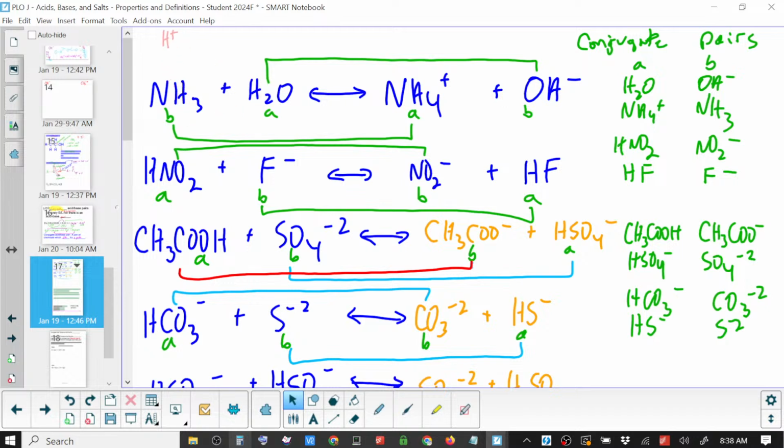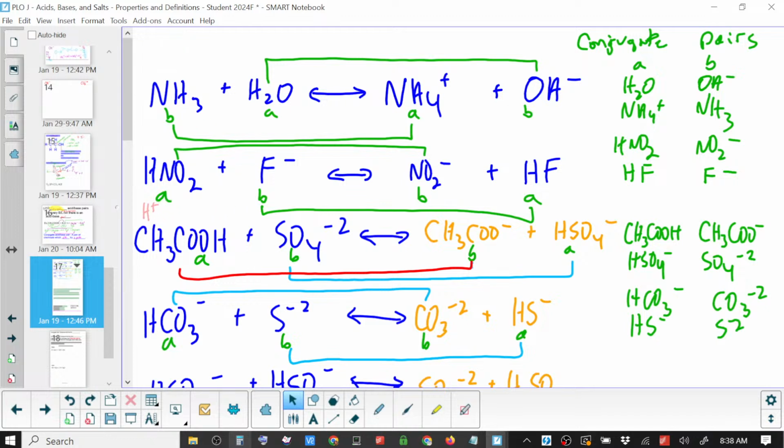Another way to very quickly check is when you're going through, the charges on each side should still add up. So the total charge on this side is 0. The total charge on this side is 0. The total charge on this side is -1. The total charge on this side is -1. So although that charge moves, the total charge never changes because all you're doing is moving that proton. So this becomes +1, that becomes -1, which is 0.